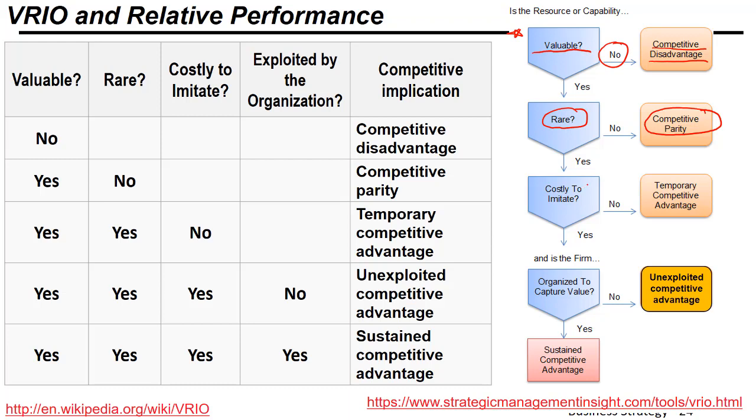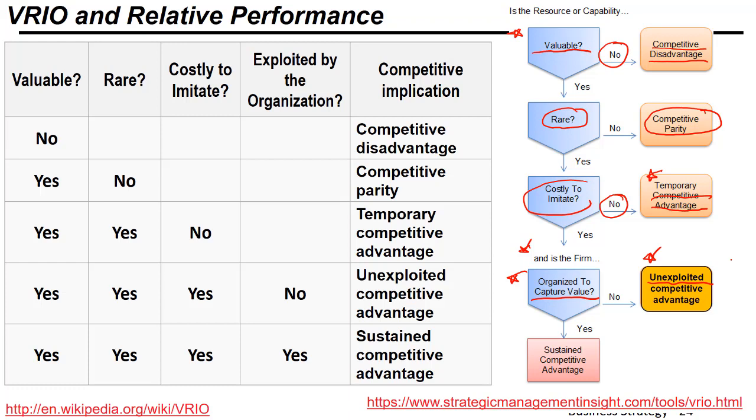And the third question is, if it's valuable and rare, is it costly or does it take a long time for people to imitate? If the answer is no, then the competitive advantage you're gaining tends to be temporary. So we call this temporary competitive advantage. And last but not least is to ask the question, is the firm organized to capture the value, to exploit the unique resource and capability they have? If the answer is no, it doesn't mean that you give up, which means that there is a so-called unexploited competitive advantage regarding this resource.